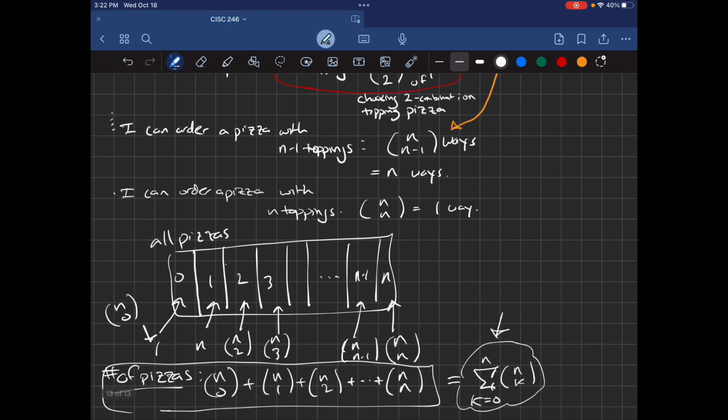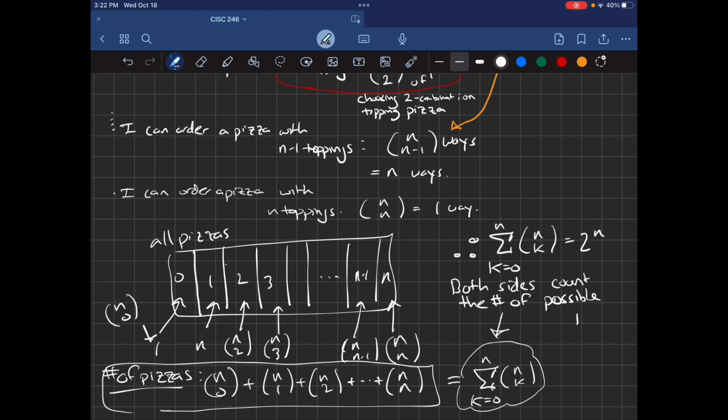So I'll just write it out. Therefore, the sum from k equals 0 to n of n choose k equals 2 to the n. Both sides count the number of possible pizzas. They just count them in different ways. All right, and that is the sum of a Pascal triangle row identity. And I'll see you in the next video for the last identity, which is actually called Pascal's identity.